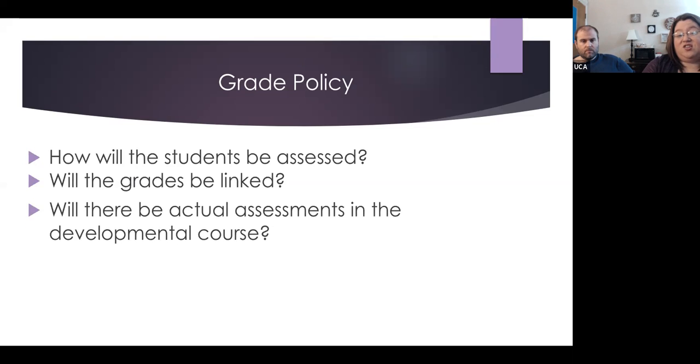It makes our life a lot easier. Now, will there be actual assessments in the developmental course? I give grades on days that are technically foundations days. It just means I have one grade book. So I record it in a single grade book, and that grade gets recorded for college algebra, and then the same identical grade gets reported for foundations. So it's not limiting. You can still do worksheets in foundations, you can do quizzes, you can do all kinds of things. It's just going to go into one grade book.